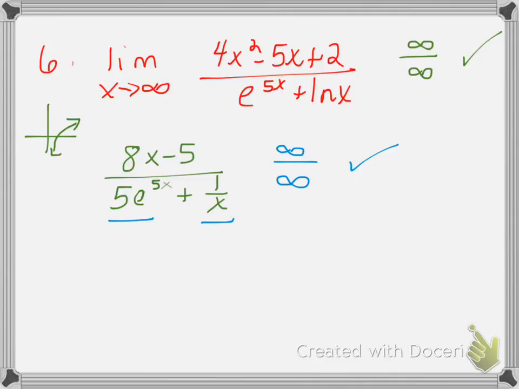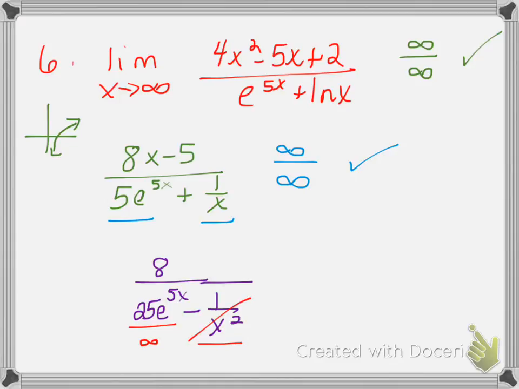I do it again. 8 over 25e to the 5x minus 1 over x squared when I do the derivative of that. Alright, I'm definitely not going to get infinity over infinity this time since I have an 8 on top. That goes towards infinity. That goes towards 0 because that's 1 over a really big number. So that sort of goes away. So I have 8 over a really, really big number. And then what that does is that goes towards 0.